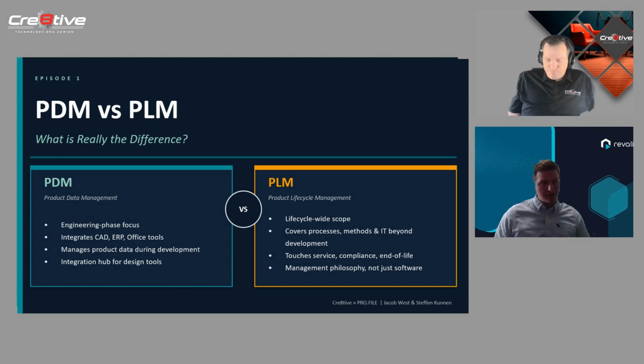Exactly. And we're not only managing product data because we also manage different types of data. I think that's one of the biggest misunderstandings out there because people always tend to talk about, hey, we have a PLM solution, but in reality, they only have a PDM solution.